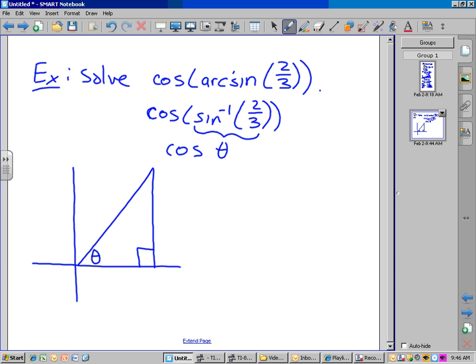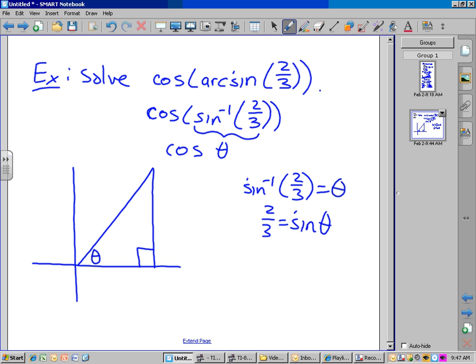The inverse sine tells us things about the triangle. The inverse sine of 2/3 represents our angle, right? That's what inverse represents, some angle. If we move the inverse sine over, that's the same thing, right? So we know that the sine of theta is equal to 2/3.